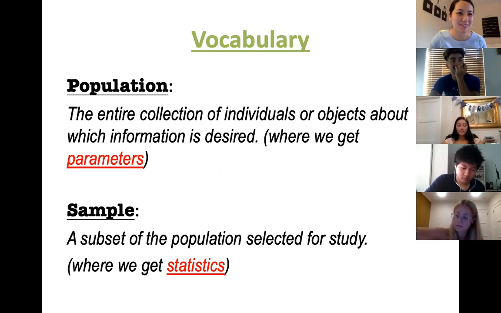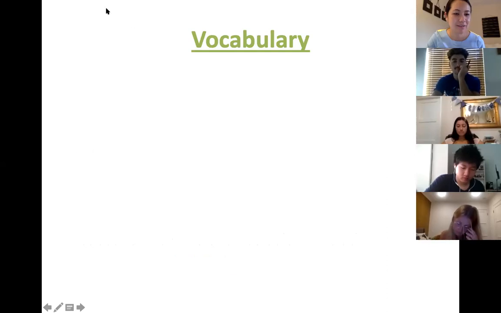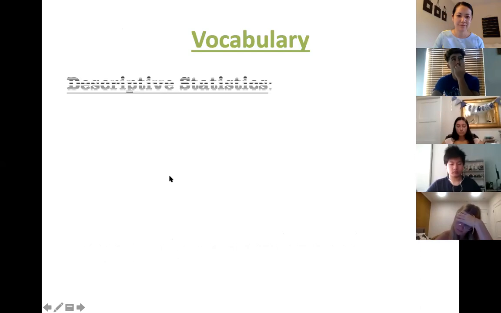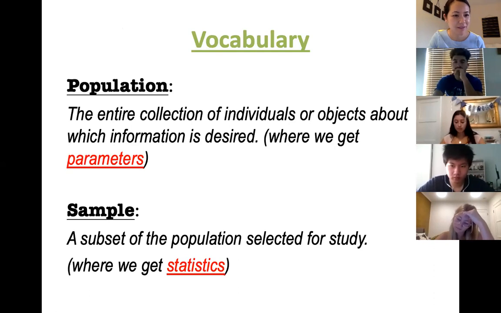Kira, what do you think the sample is in this case? The sample would be the group of people that were put in the classes. Okay, so specifically, who was studied? It was adults ages 60 to 86, and they took a visual arts class and then an acting class.